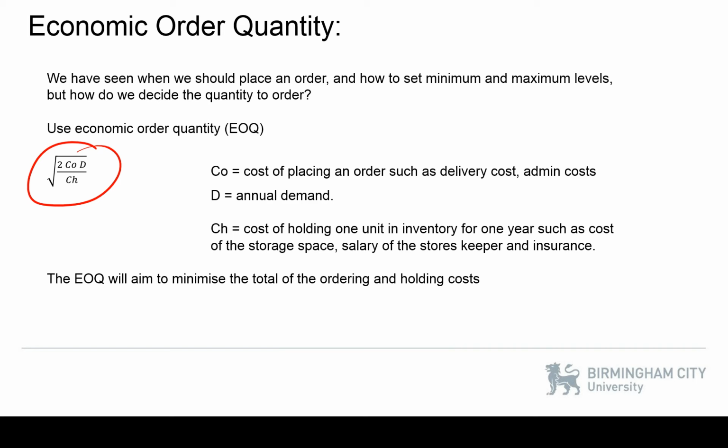Now, point to remember, D is the annual demand. So if you're given the demand for a week, you must multiply it by the number of weeks in a year. An easy way to remember this is 2 cod and chips. If you look at the formulae, we've got cod at the top and CH chips at the bottom. So square root of 2 cod and chips.